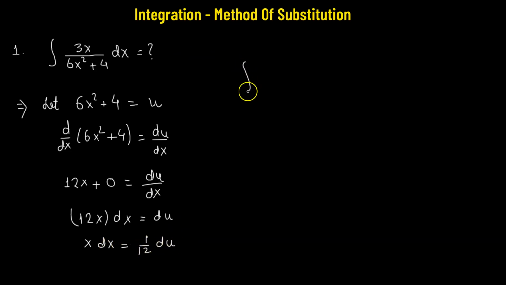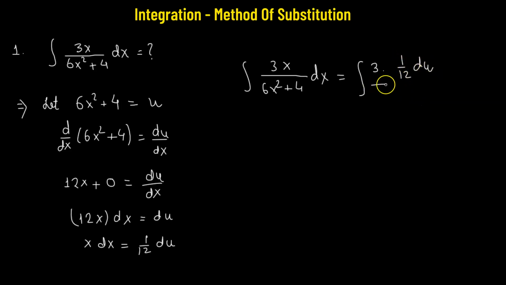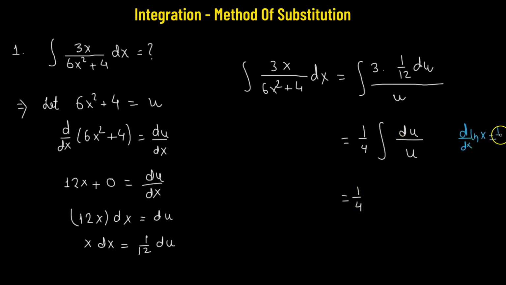That means our integral, which is given by 3x divided by 6x squared plus 4 dx, will now become, in the numerator, 3 times x dx, so x dx can be substituted with 1 over 12 du, whole divided by 6x squared plus 4, which we assumed to have the value u. So 3 over 12 is a constant. So 1 over 4 will come out of the integral, and we have du over u. Now we have to find this integral. We talked about it. We know that the derivative of the natural log function gives us 1 over x.